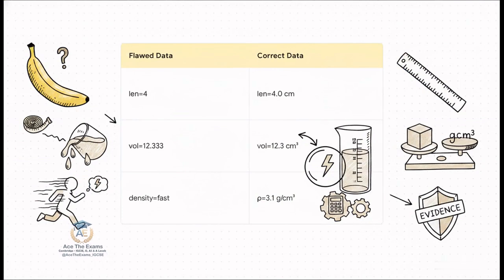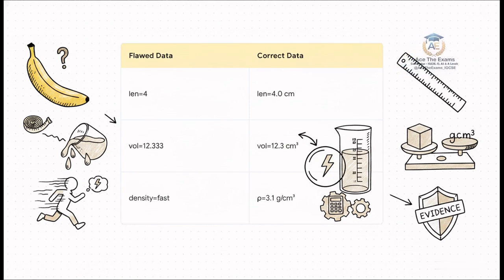Think about some flawed, lazy data for a minute. Writing something like "length equals 4." Well, 4 what? Meters? Millimeters? Bananas? You can't do that. Compare that to top band data. Length equals 4.0 centimeters. It has a unit, and it's written to one decimal place to show the actual precision of the ruler. Or look at volume. You can't leave it as 12.333. You have to round it down to 12.3 centimeters cubed based on your instrument's precision. And density. You absolutely cannot just describe it as fast or high. You need a cold, hard, calculated value like 3.1 grams per centimeter cubed.